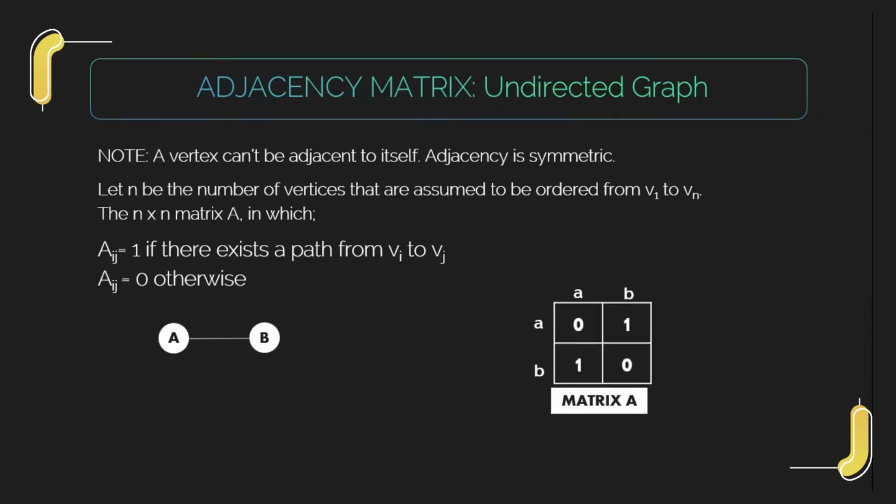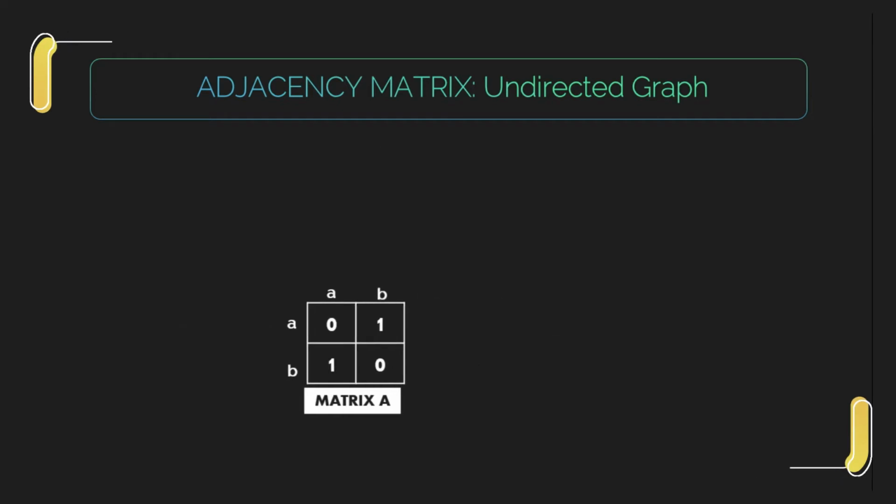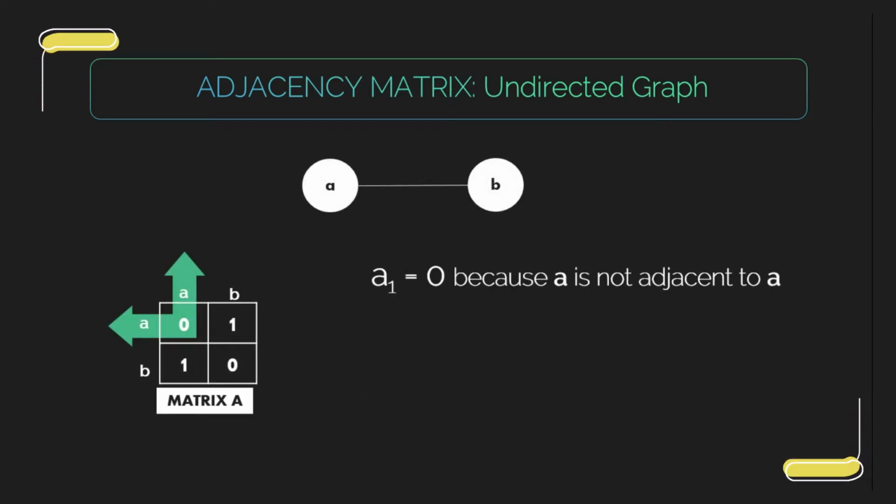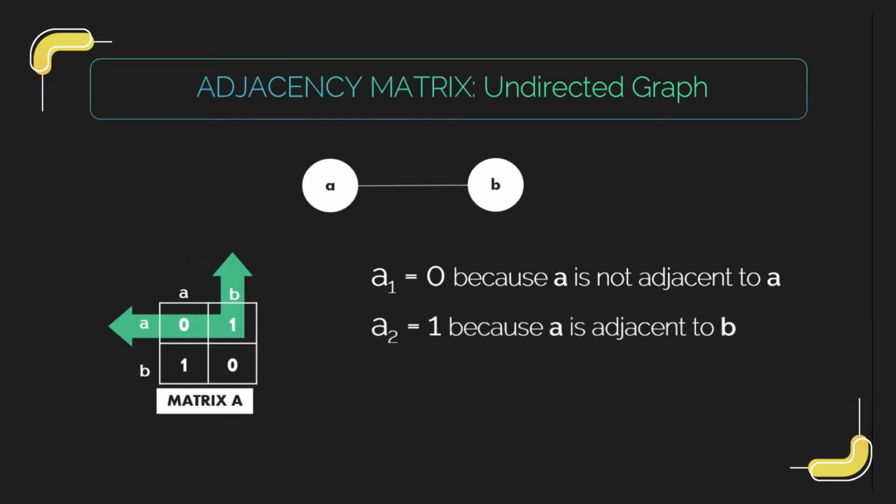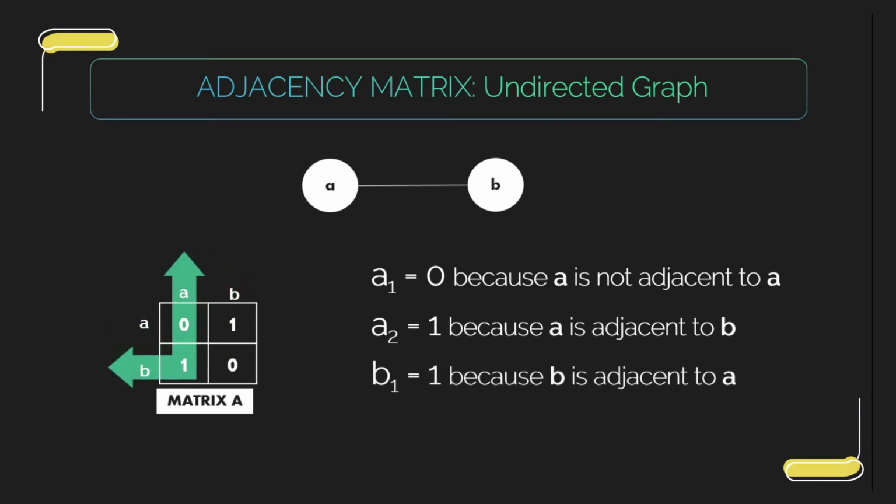Adjacency matrix, undirected graph. Note: a vertex can't be adjacent to itself. Adjacency is symmetric. As you can see in the undirected graph, there are 2 points, point A and point B, and in matrix A, there's 2 by 2. To get matrix A, check the undirected graph. As you can see, A to A is equal to 0 because simply there is no edge. Then A to B is 1 because there's one edge to get from point A to point B. This goes the same for the rest of the cells.